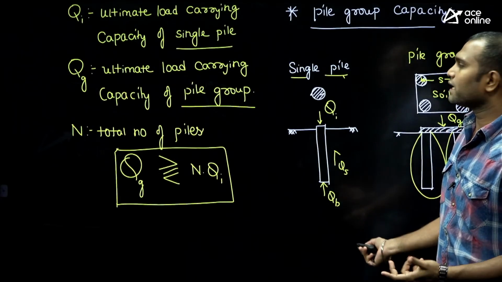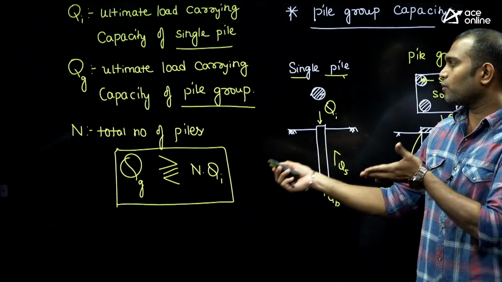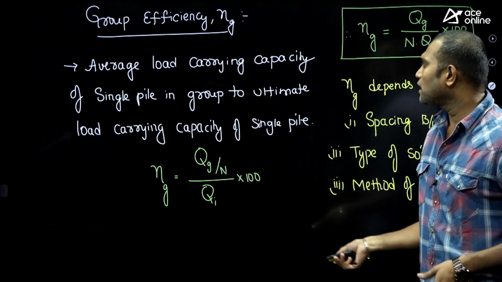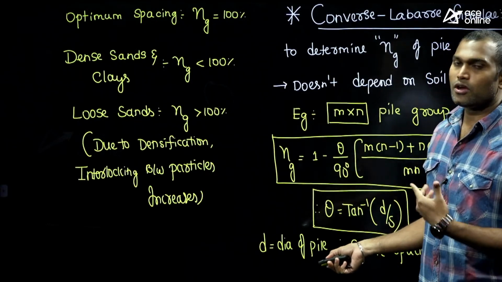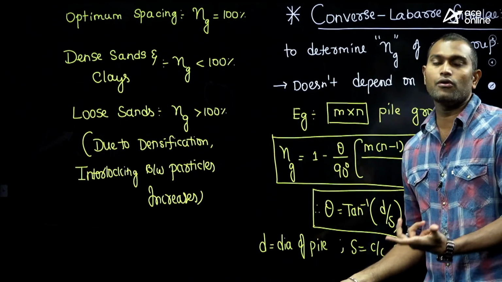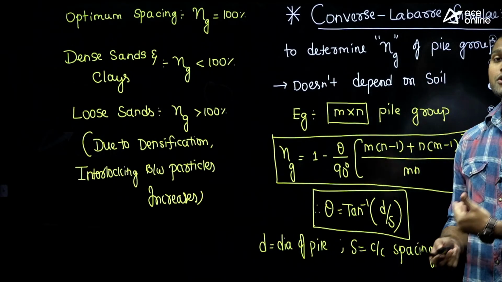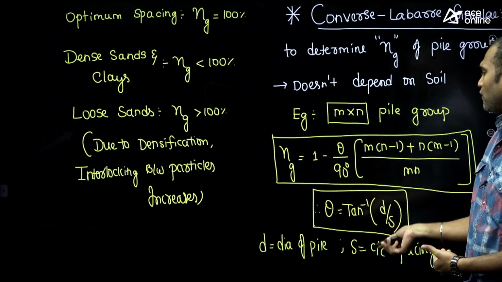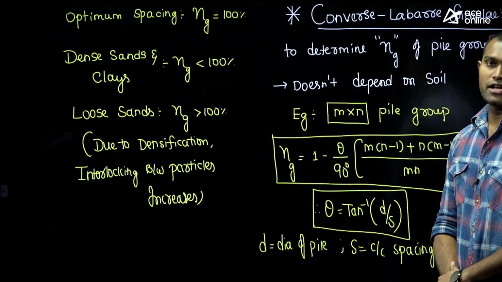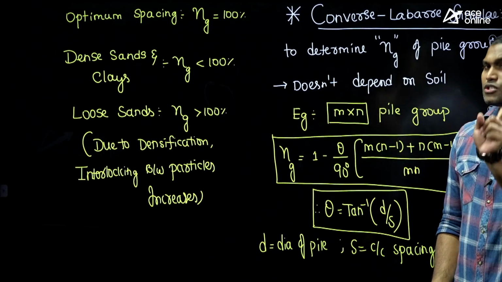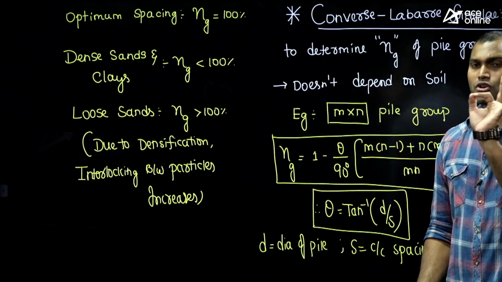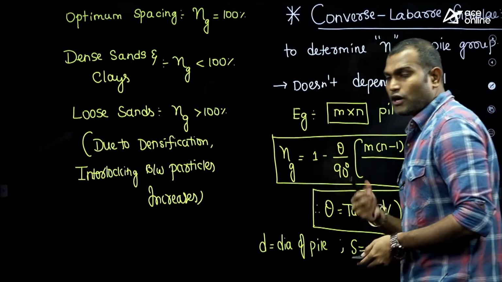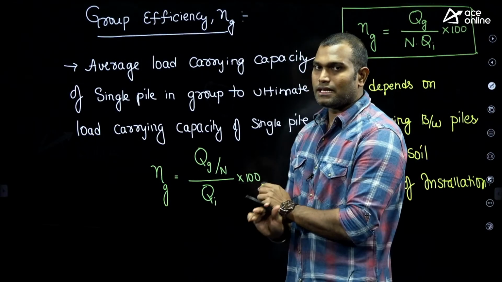We got to know that in the case of pile group capacity, the group capacity need not be the same as N into Qi. It can be more, it can be less, depending upon the type of soil, the spacing, and how you drive the pile. If they don't mention the soil properties, determine the group carrying capacity by means of the Converse-Labarre formula, an empirical relation. Don't use it if they give you the soil properties. Only if they don't mention the soil properties do you use this equation to determine the group capacity.